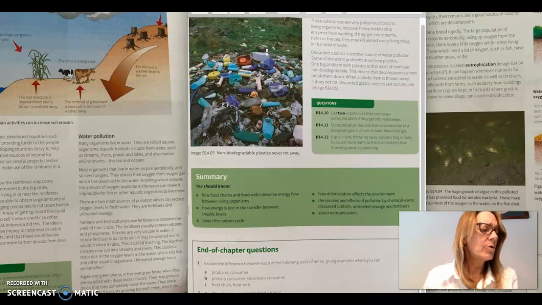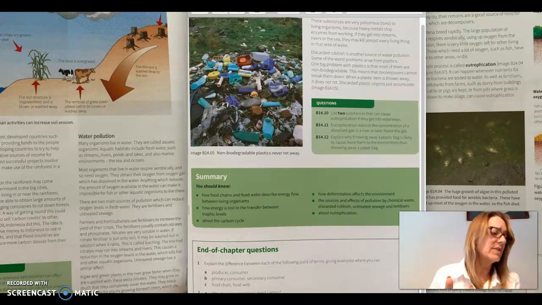And so question 1410 is list 2 substances that can cause eutrophication, and we talked about both of those. I talked about the nitrates, I talked about the untreated waste, I talked about the phosphates. 1411 is eutrophication reduces the concentration of a dissolved gas. What is it? And then 1412 is explain why throwing away a plastic bag is likely to cause more harm to the environment than throwing away a paper bag.